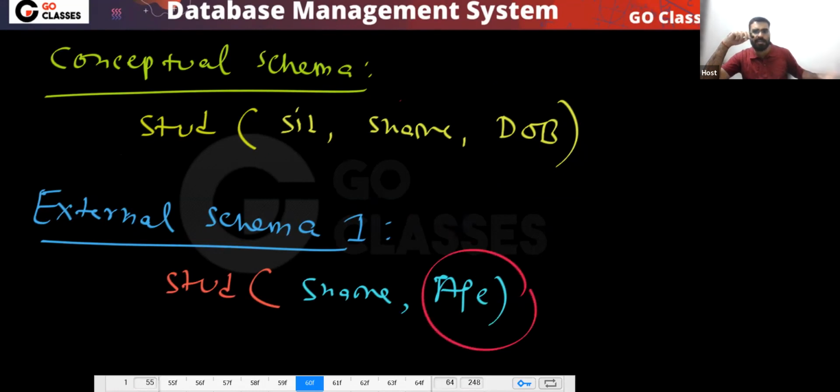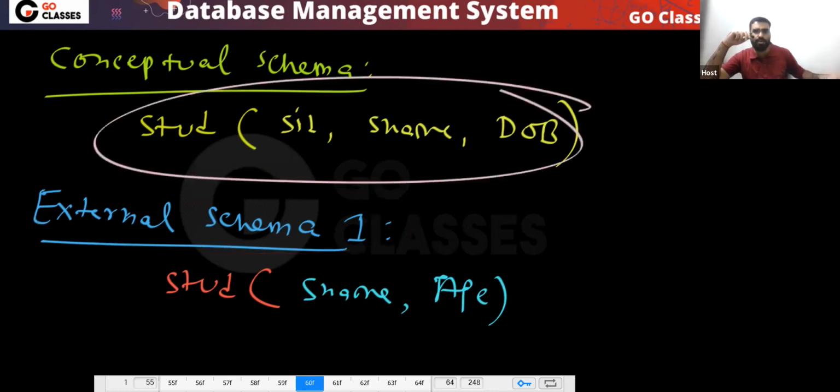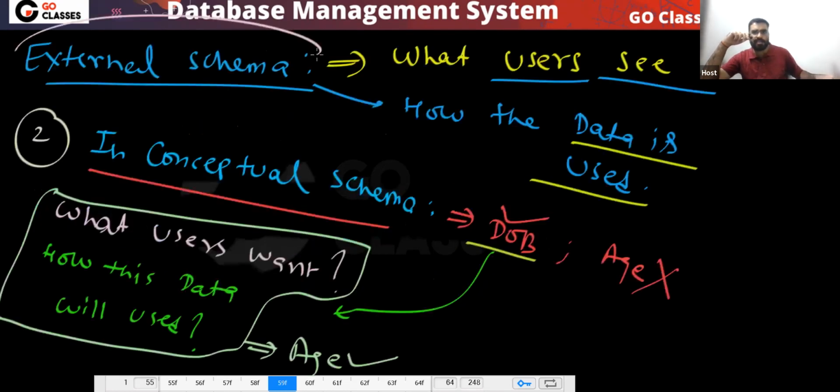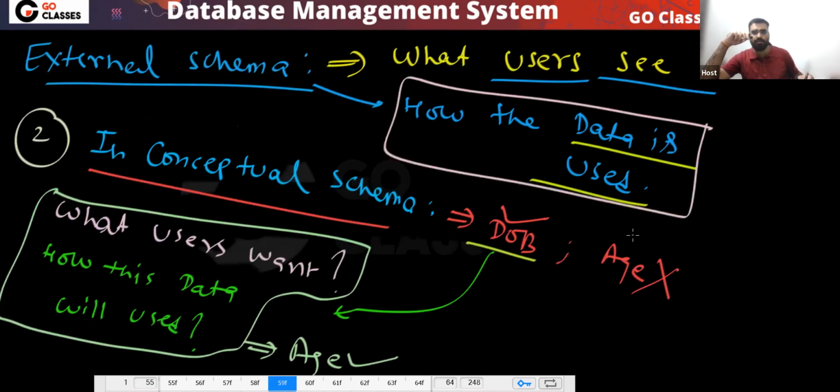I will give the age in years, but I will not give the exact date of birth. Very simple. Is this clear to everyone? So this is your external schema. How will this data be used? Is this line understood? Or I can say, this is what users see.